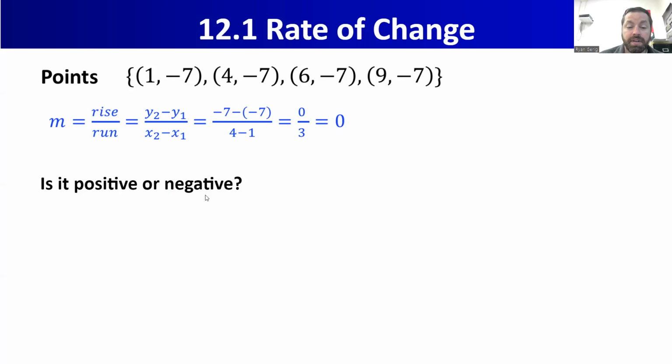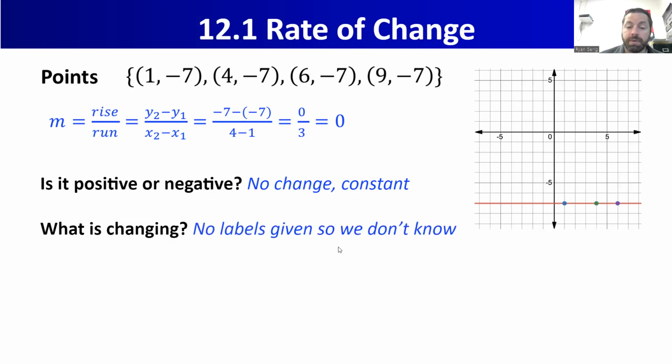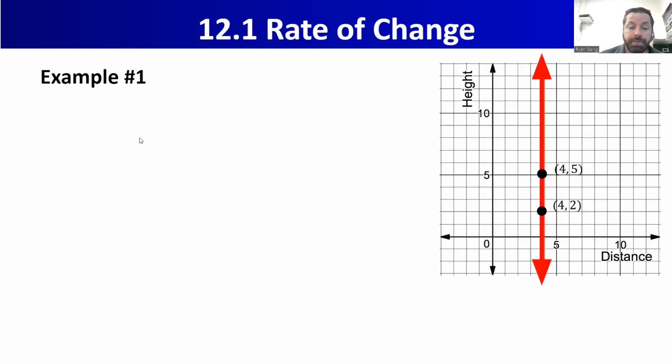0 divided by anything is 0. Is it positive or negative? Well, it's neither. There's no change here. This is constant. So if I graph this, you can see it's not increasing or decreasing. It's staying constant at -7. No label is given on this problem, so we can't put context on this. What's not changing? We don't really know since there's not a label. Okay, so that was just slope.